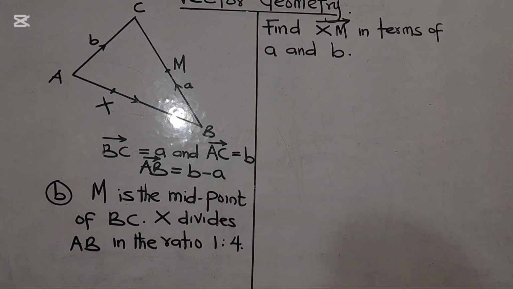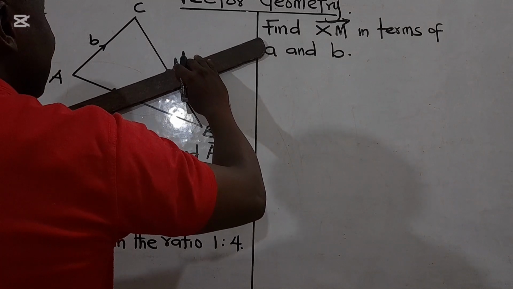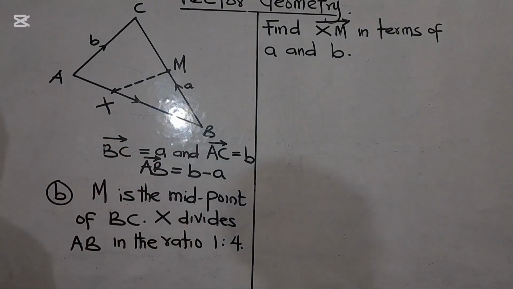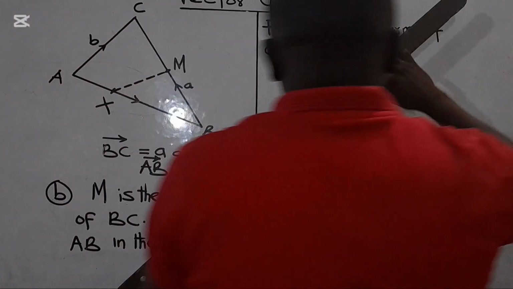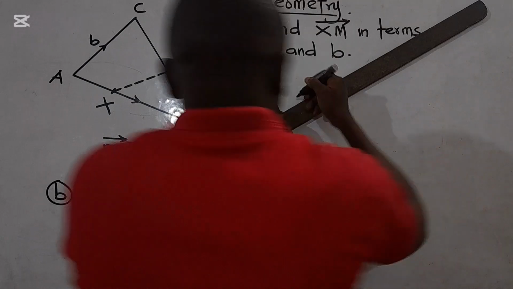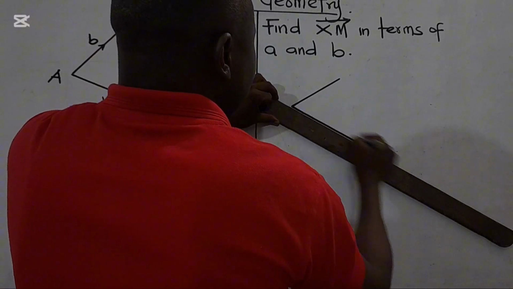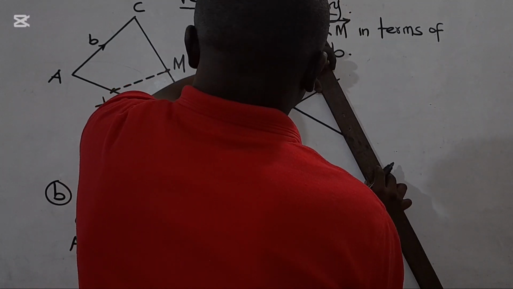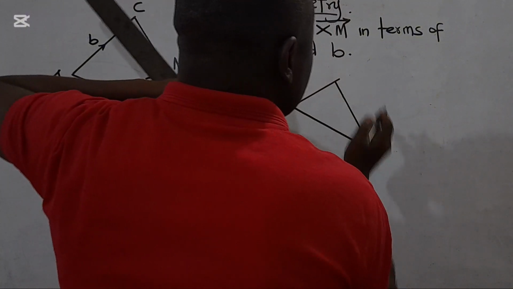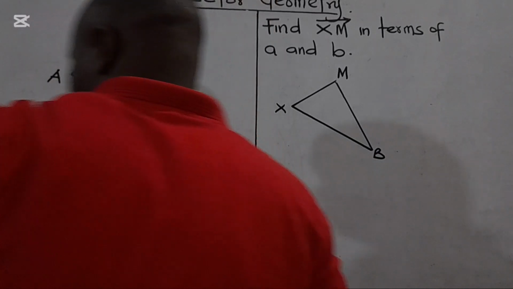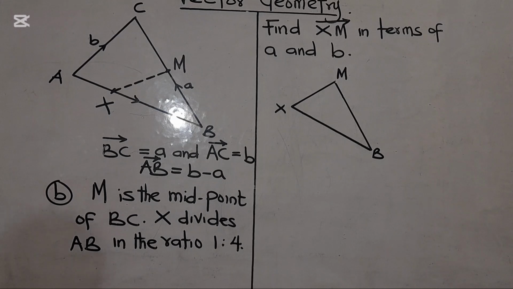Let's join X to M. XM, from X to M. Let's see what we have. Something like this. We'll have a triangle like this. I hope you guys are seeing the board. Just present it this way. This is M. This is X. This is B. Good. We've drawn it out.